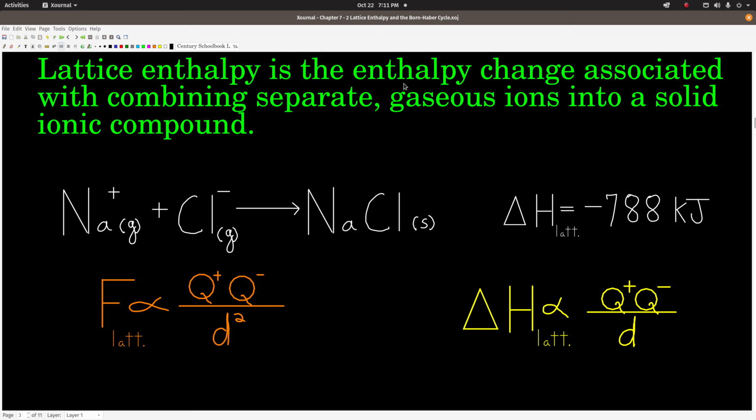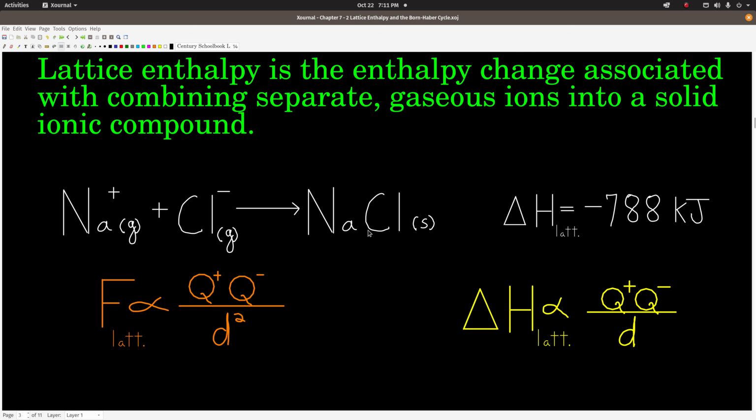Lattice enthalpy is the enthalpy change associated with combining separate gaseous ions into a solid ionic compound. That is described for sodium chloride by this equation right here. Taking the gaseous ions, the sodium ion and the chloride ion in the gaseous state, letting them combine and form solid sodium chloride. The change in enthalpy associated with this process is the lattice enthalpy for sodium chloride, and for sodium chloride, it's negative 788 kilojoules.